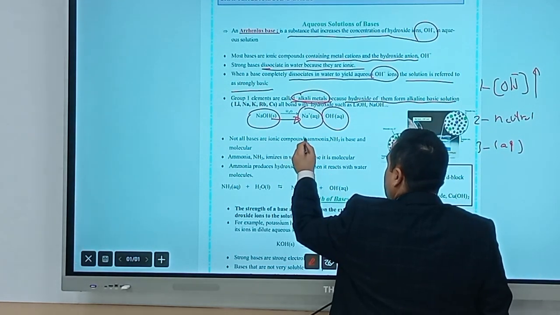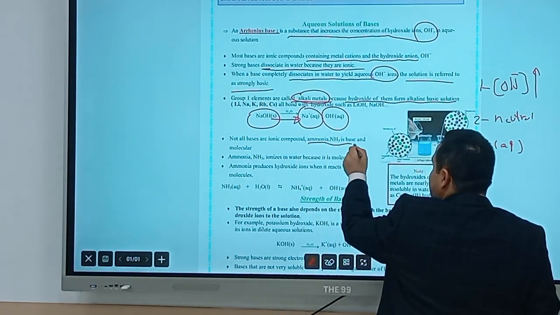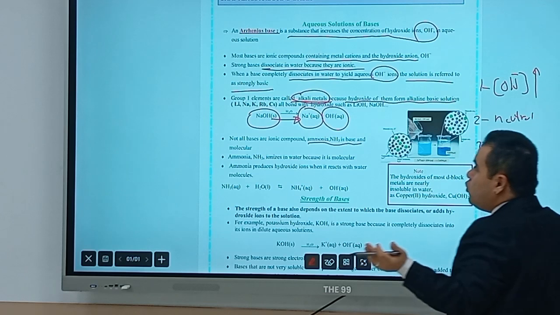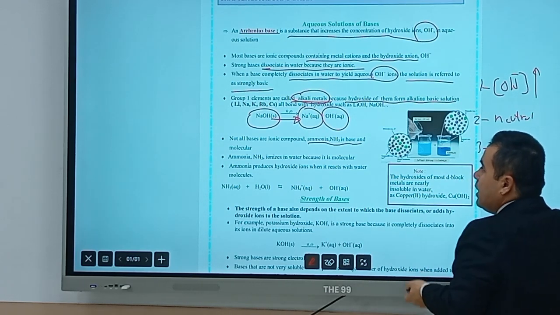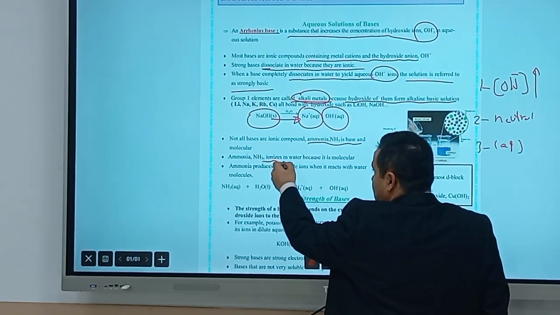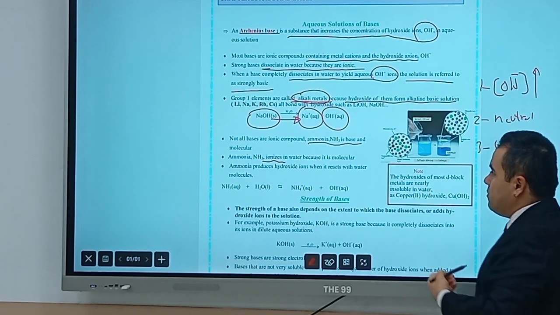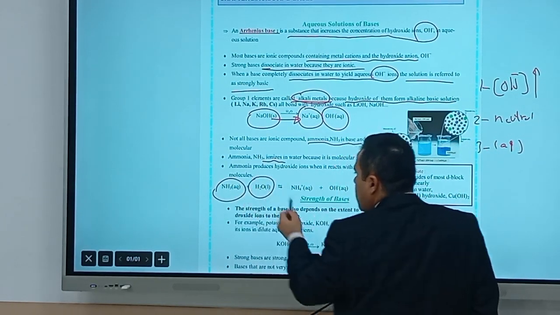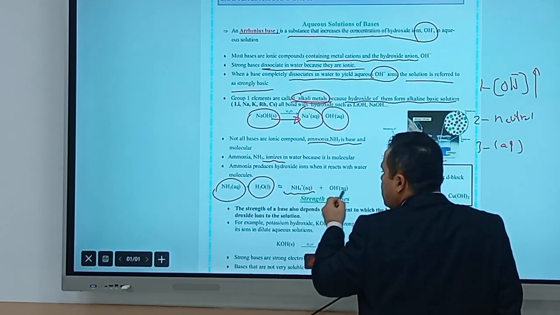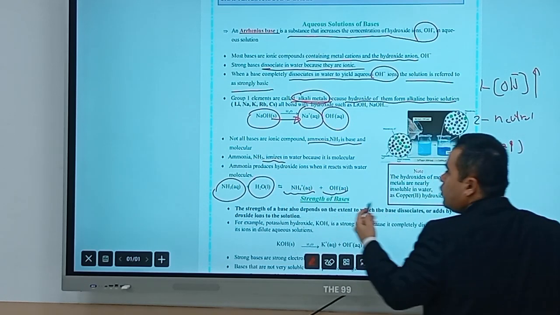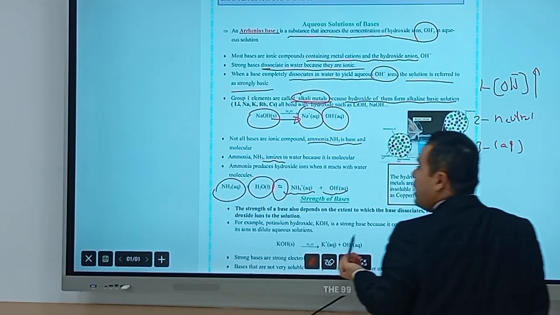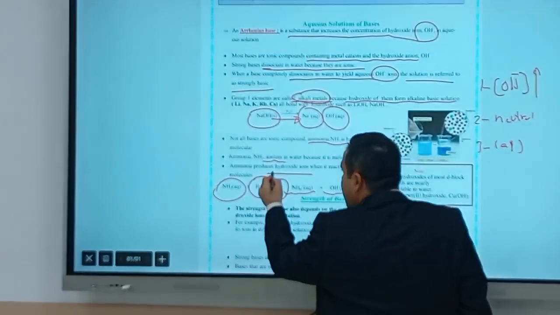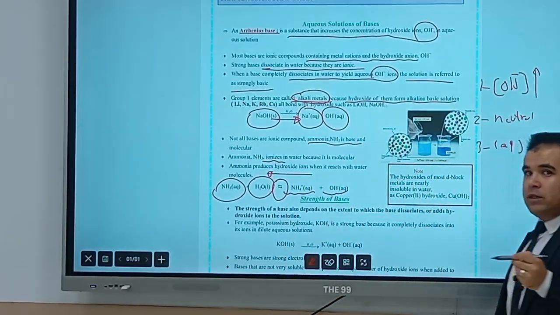Not all bases are ionic. Some of the bases are molecular gases, like ammonia. Ammonia is a molecular base, and in water it ionizes instead of dissociating. For example, here is written ammonia reacts with H2O, producing ammonium and hydroxide. So the arrow is represented by a double arrow. Why? Because the reverse direction is more favorite.